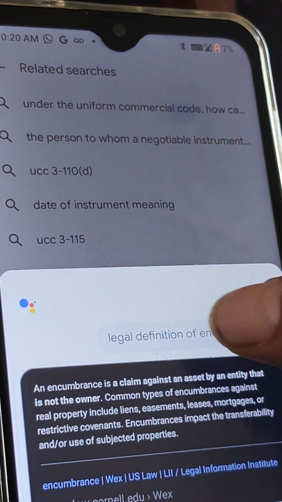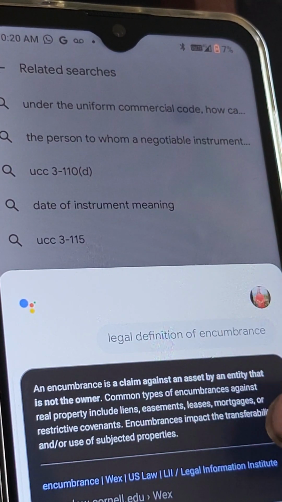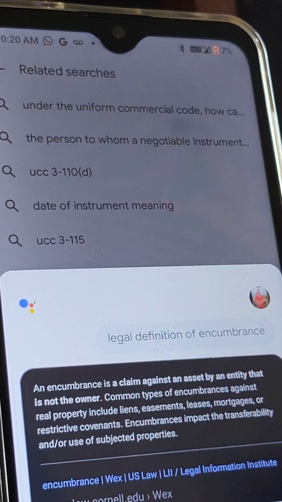So maybe if I put the, let me do this. I think I didn't go back to the right one. Don't know. I'm going to have to kill this because the battery is running down on this one.